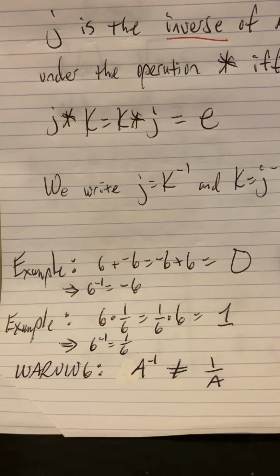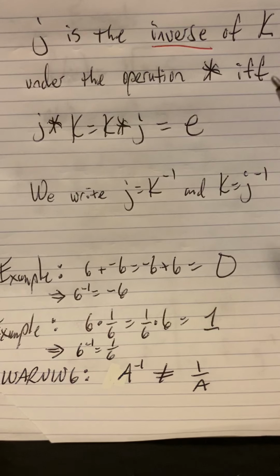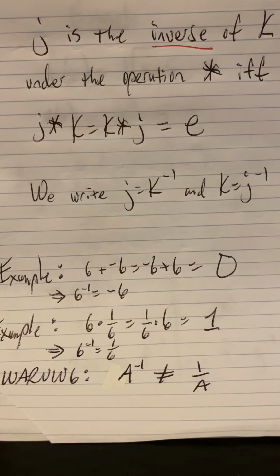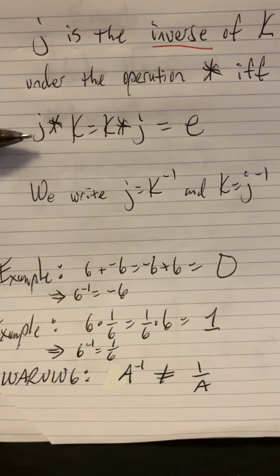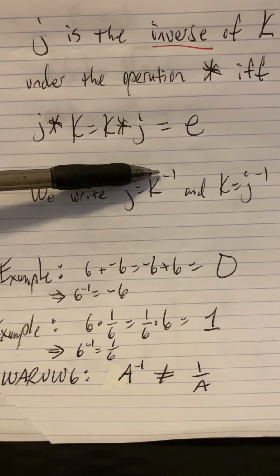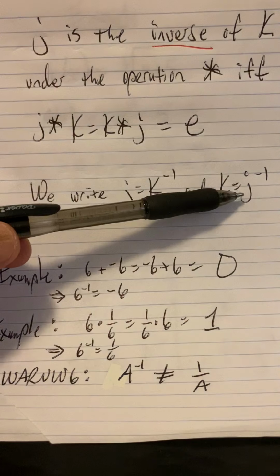Okay, we're ready for inverses now. So J is the inverse of K under the operation star if and only if J star K equals K star J equals the identity element. So if you perform the operation with two elements and you get the identity element, those two elements are inverses of one another. So in this case, J would be the inverse of K. We denote it this way with this superscript -1, and K would be the inverse of J.